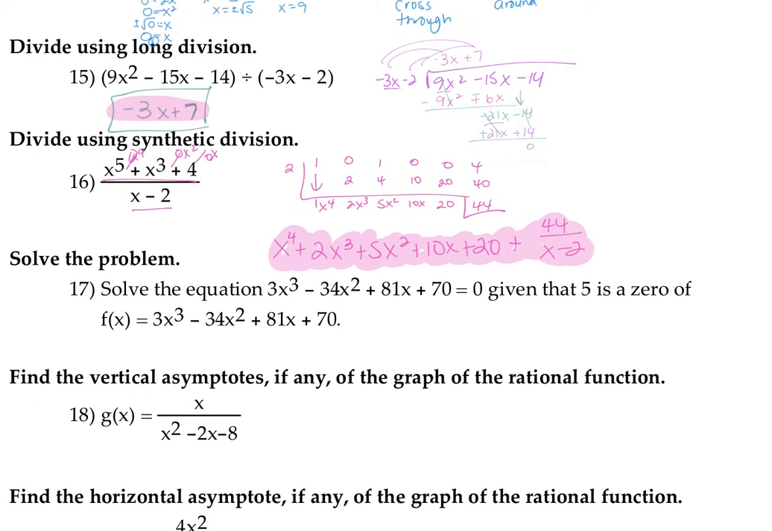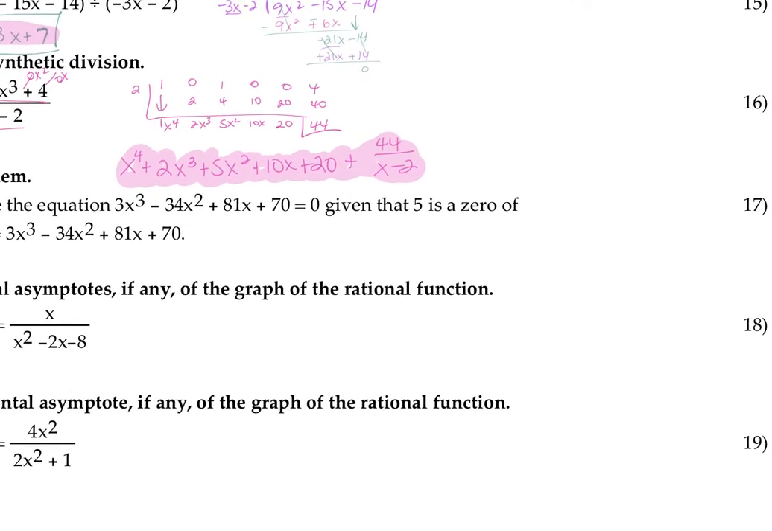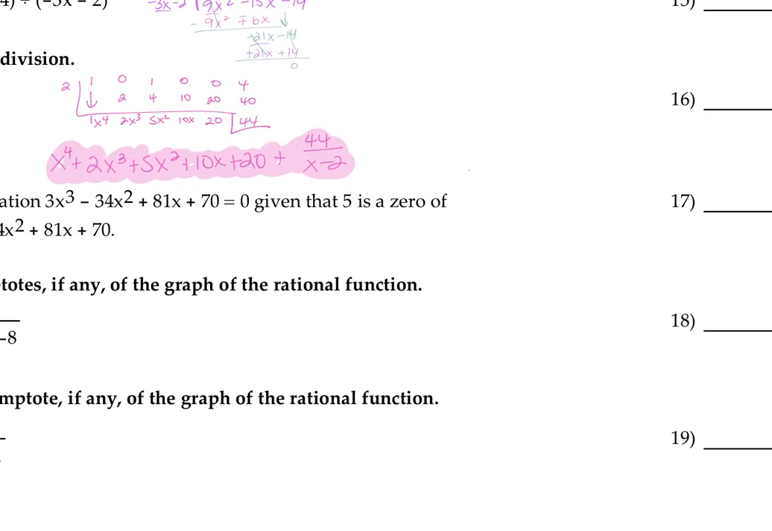All right, 17 says to solve the equation given that 5 is a 0 of it. So I'm going to take 5 and put it on the outside of the synthetic division bar. That's 3, negative 34, 81, 70. Nothing's missing and it's already in decreasing degree order. Bring down the 3. 15, subtract that. Multiply it out.